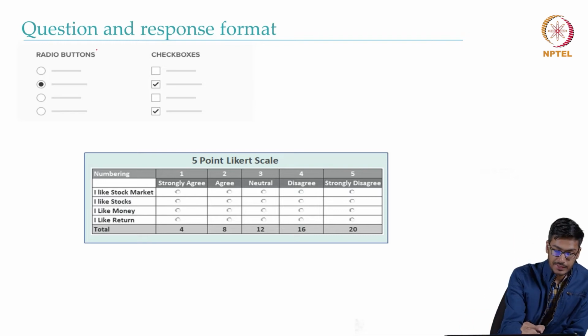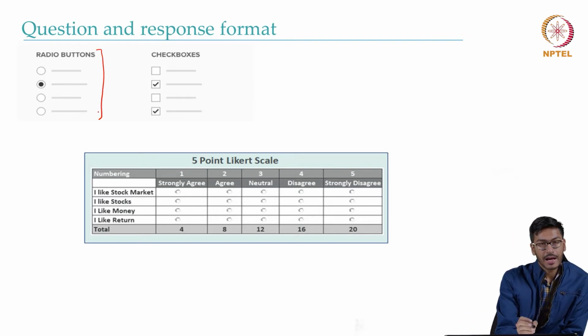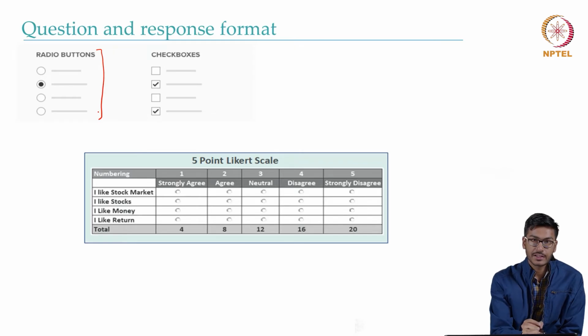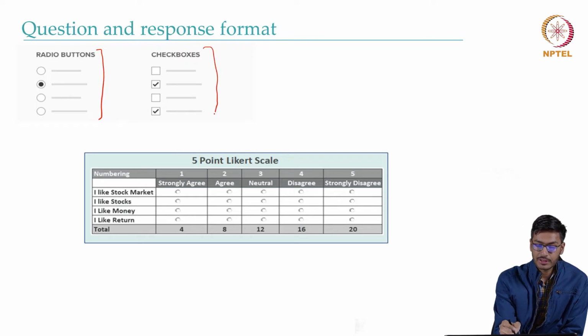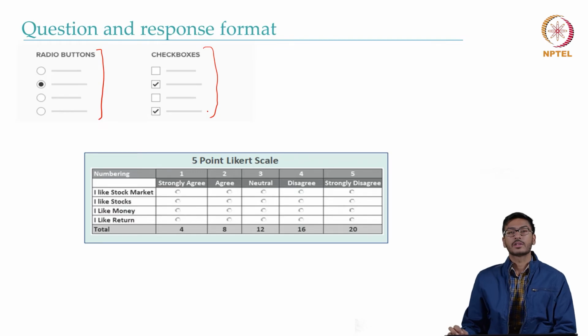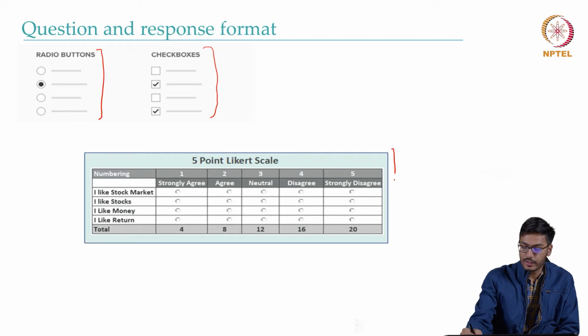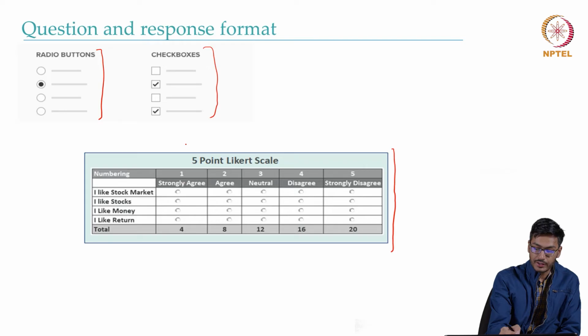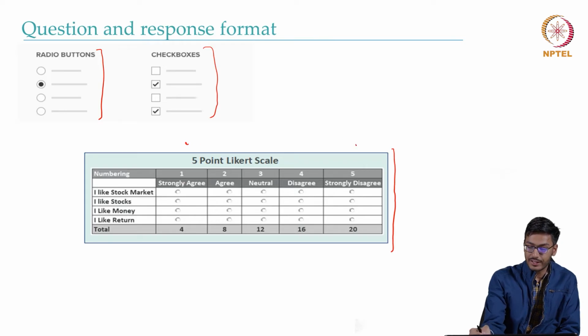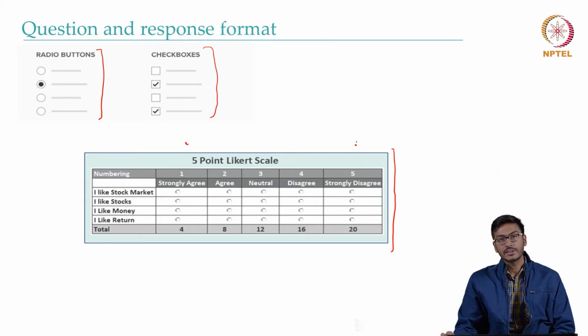These are the radio buttons, and intuitively it feels like only a single choice is correct. As for the checkboxes, you may have multiple responses for the same question. Finally, we come to the 5-point Likert scale, where we have strongly agree at 1 and strongly disagree at 5. This helps us identify how much the user likes or dislikes a feature.